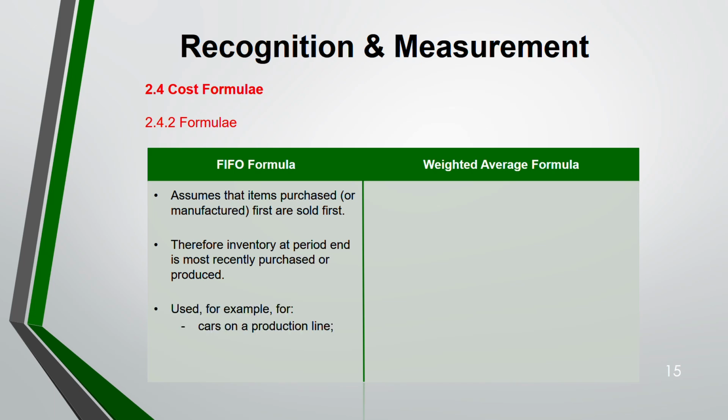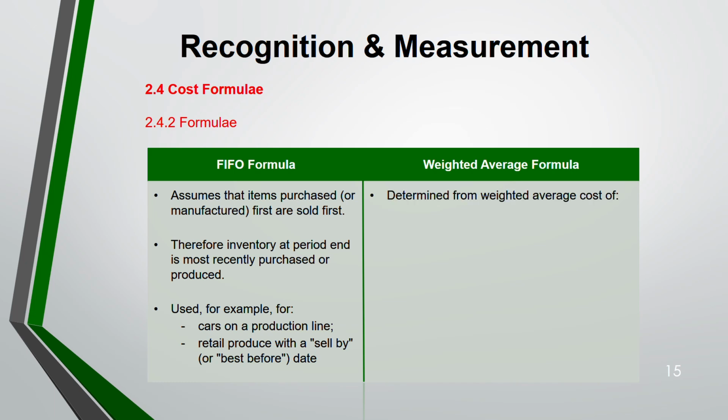This is used, for example, on cars on a production line. The cars that they have produced first, they will sell first. And cars that are later on the production line will stay there as inventory. Next is retail produce with a sell by or best before date. If something has to be sold by a certain date or used before a certain date, this type of item also uses the FIFO method, first in, first out.